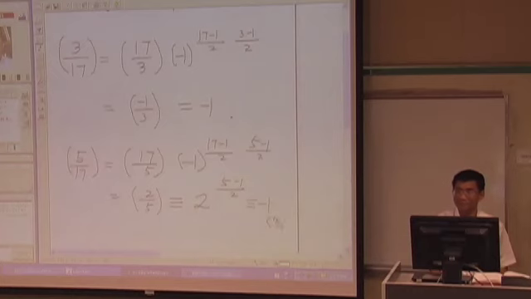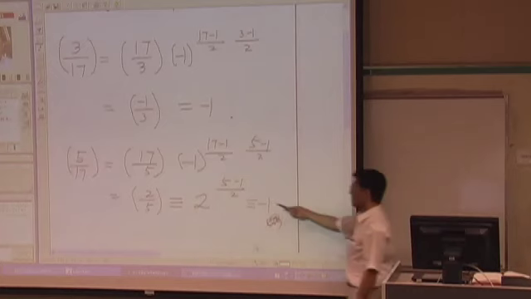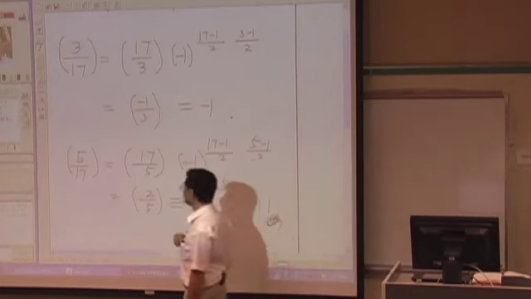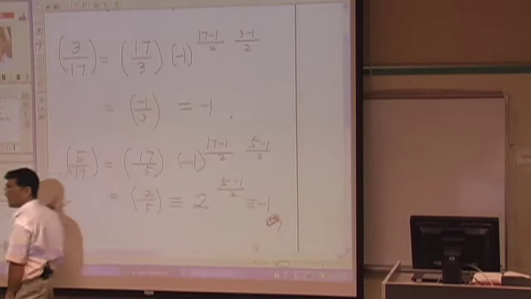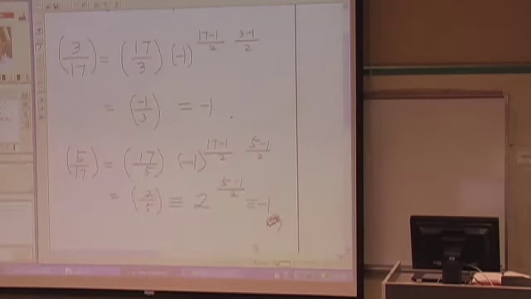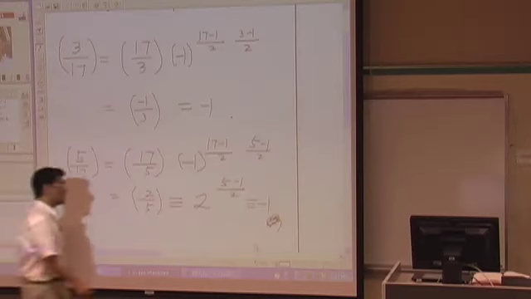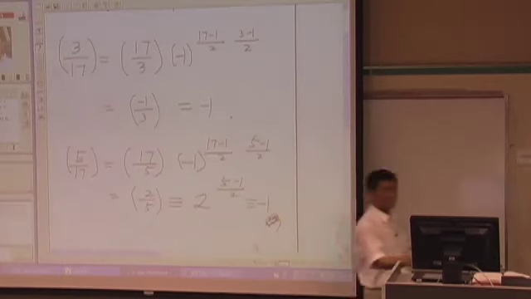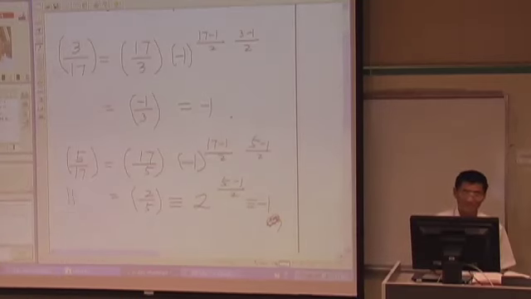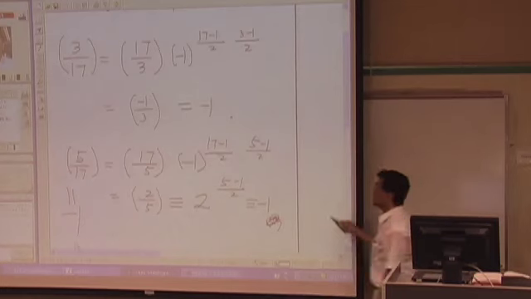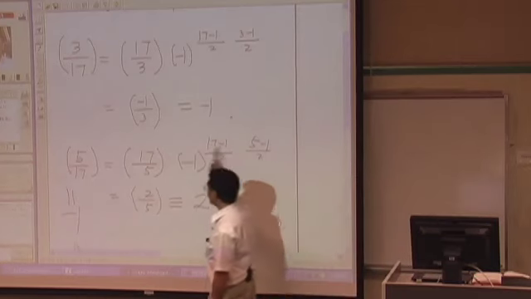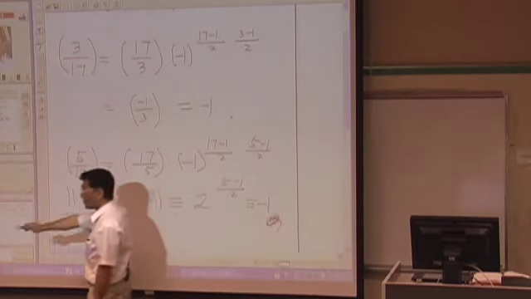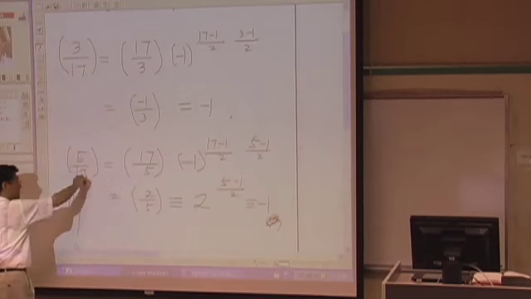Mod 5. So it is congruent to 1 with mod 5, right? Because of this, it is negative 1. Because of this, this is negative 1.